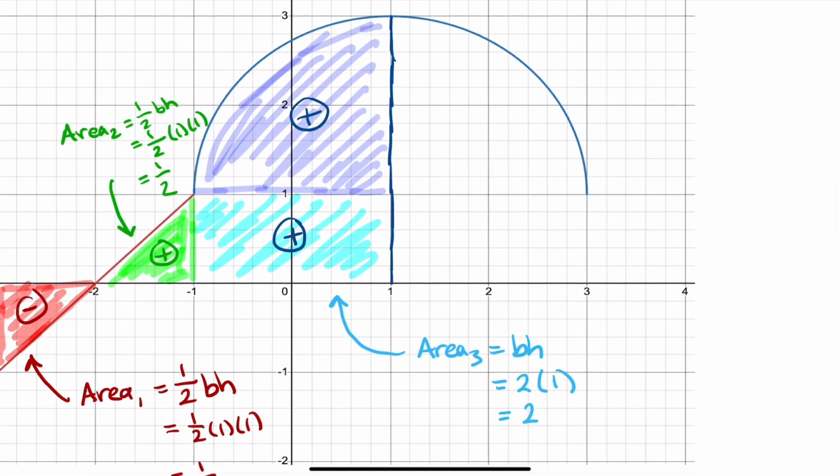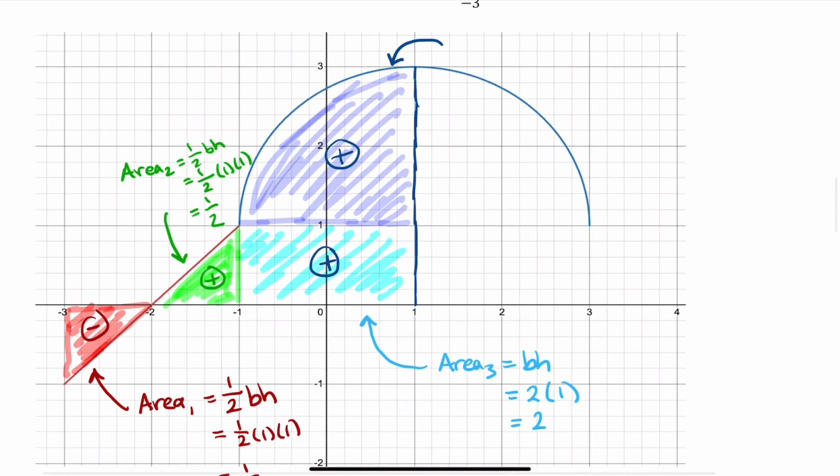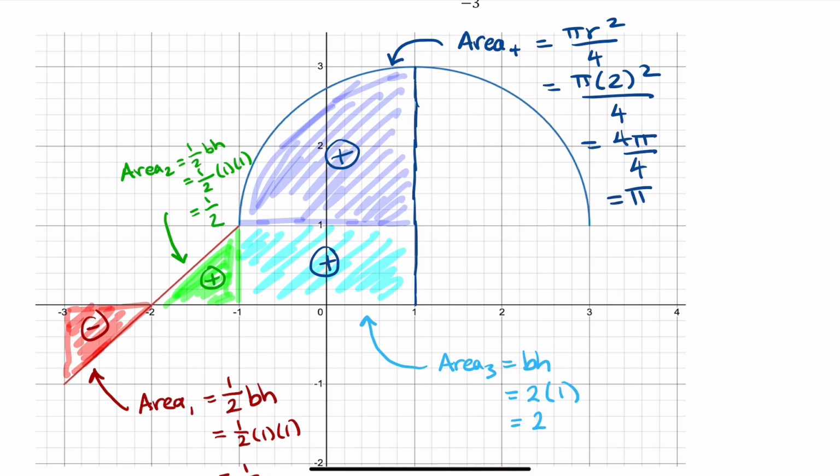Now the last piece is the half of the semicircle. We know that the area of a circle is pi r squared, and we also know that the area of a semicircle is pi r squared divided by 2. Now because we have half of a semicircle, we have to divide that by 2, and so by doing that, we're going to get pi r squared divided by 4. Now what's the radius? The radius is simply just 2, because if we start from 1 and go to 3, that is 2 units. This gives me 4 pi over 4, which is just equal to pi.